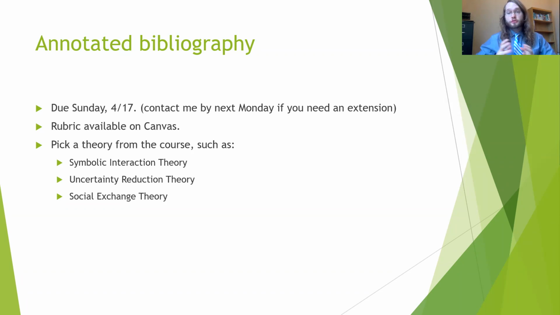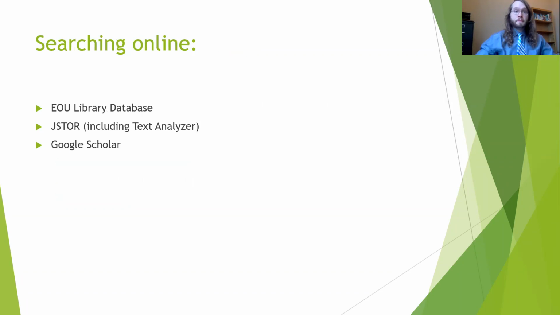What I'm asking you to do for this assignment is to pick a theory from the course, for instance, one of the theories covered this week, and you'll focus on finding some additional sources that talk about and utilize this theory. You'll also notice if you look at the assignment page on Canvas for this course, that there is a full rubric that breaks down the ways that I'll be grading and assigning points for this.